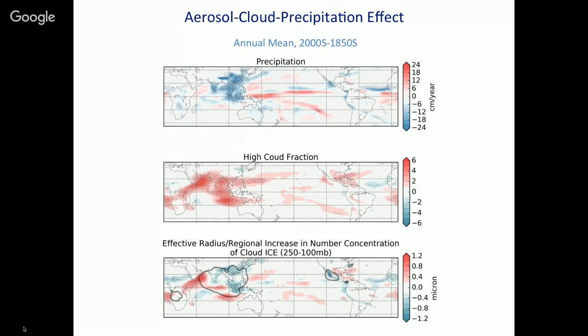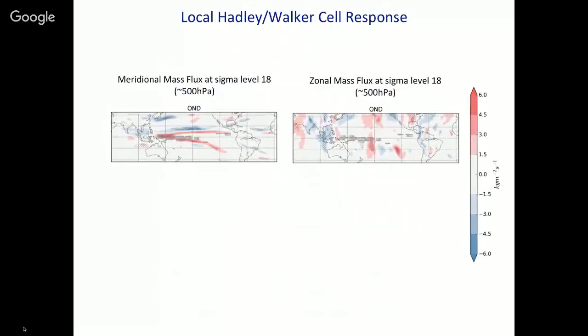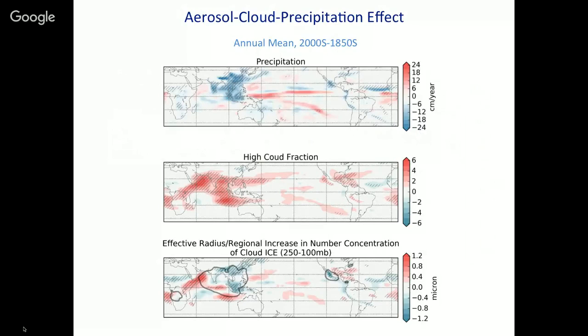And the units here, that's the cloud fraction, right? Yeah, so it's unitless. It's just a fraction, just a percentage. 6%. Yes.